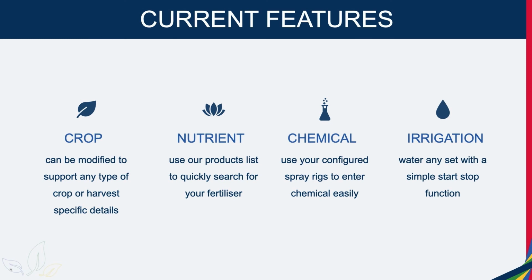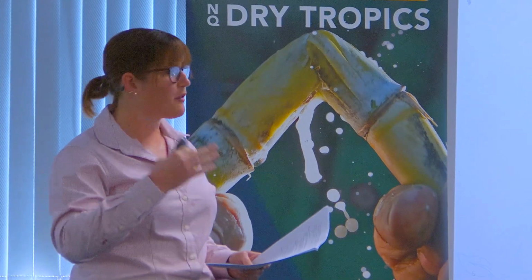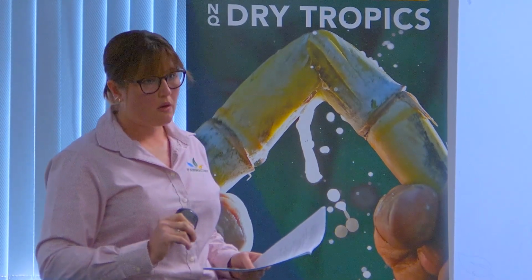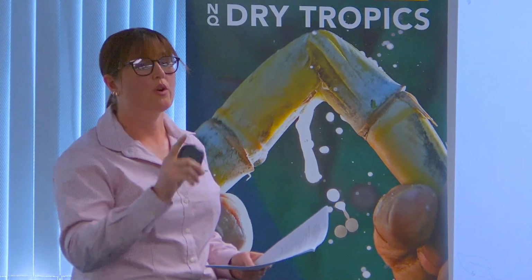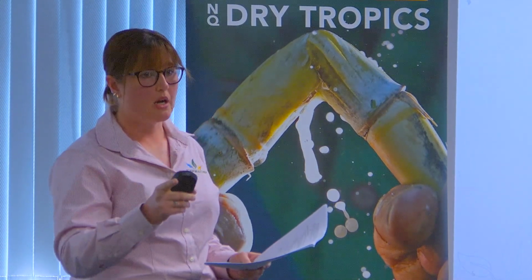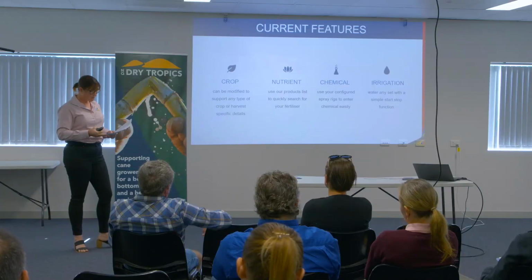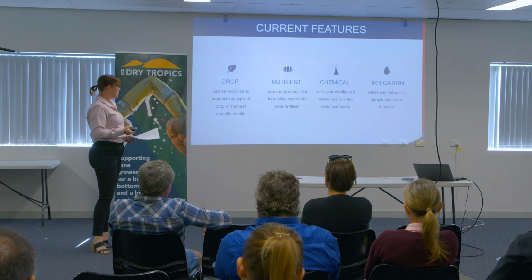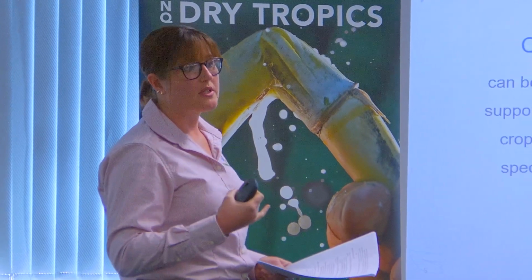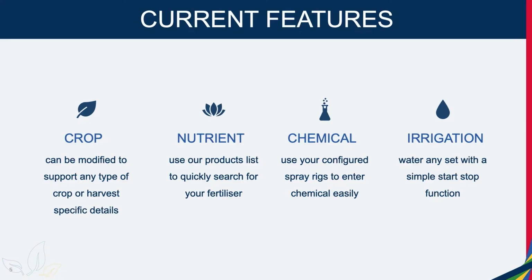Nutrient. So our product list is easy to search for your fertilizer. Dylan has preloaded nearly every type of fertilizer you can possibly think of into this program. So it's as easy as scrolling through, selecting what you want. You can put your search into the bar, just easier. And if there is some obscure blend that you're using that isn't on the list, you just give us a call, we can throw it in there.